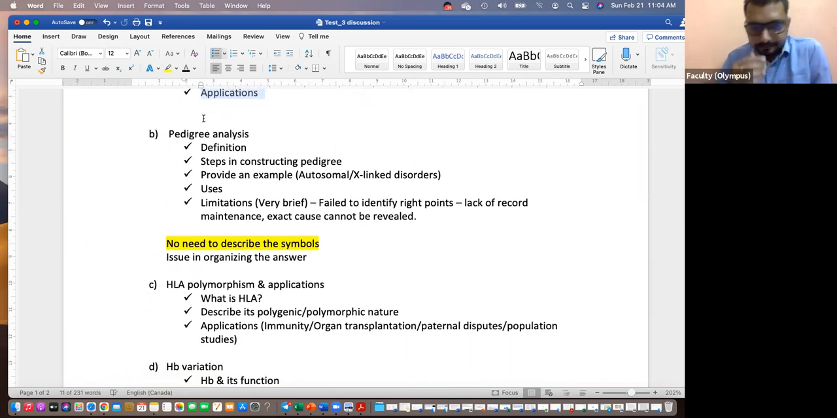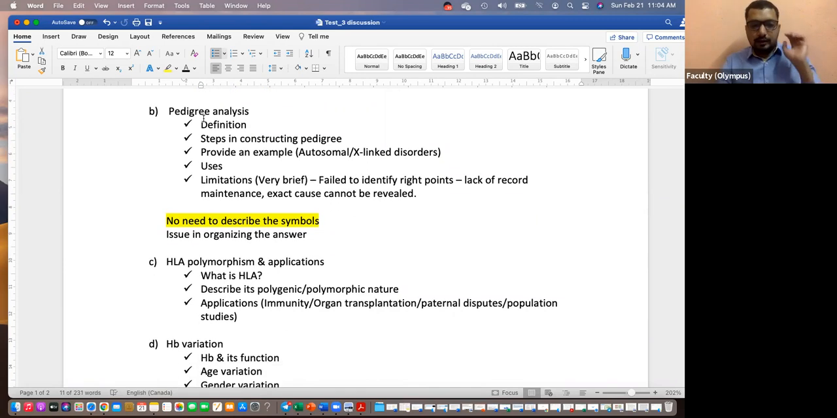Next is pedigree. This is where I have seen a little bit of an issue in the presentation of the answer. The question is pedigree analysis. So you have to define what a pedigree is. A pedigree is a family chart with the information related to a specific character. I think you all have defined it really, really well.